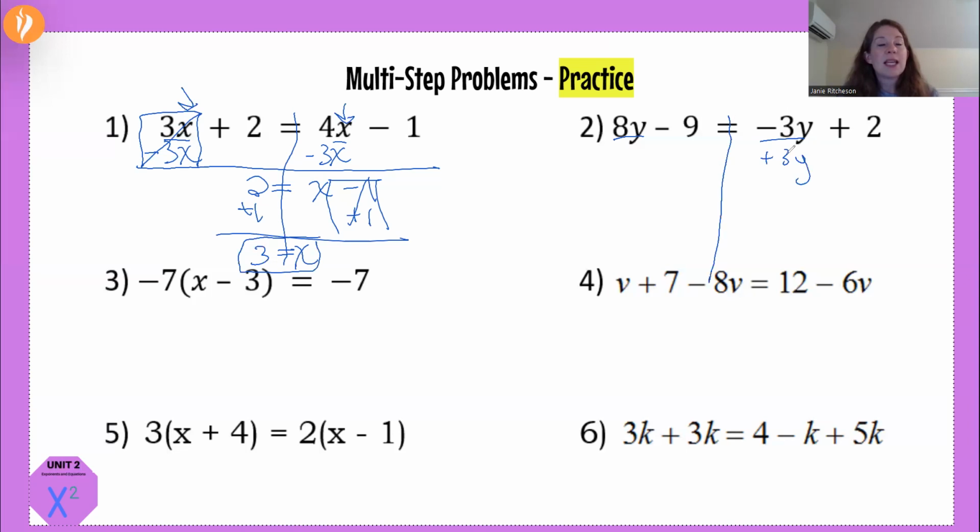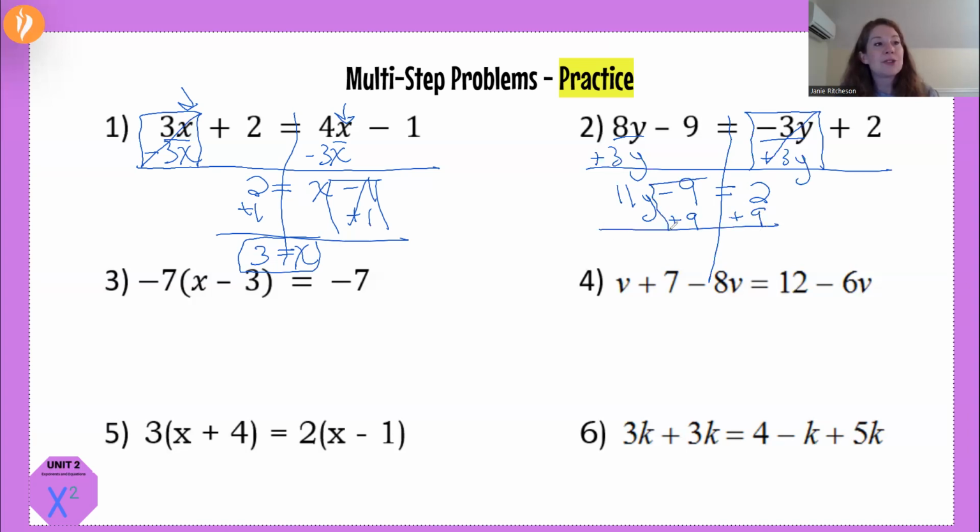Here's my line. If I add 3y to this side, I'm going to add 3y to this side. All right, so negative 3y plus 3y is 0. That's why I did that, to get rid of this. So what do I have left? I have a positive 2. I'm going to bring the equal sign down. 8y plus 3y is 11y minus 9. How do I get y by itself? I get rid of minus 9, which means I'm going to add 9 to both sides.